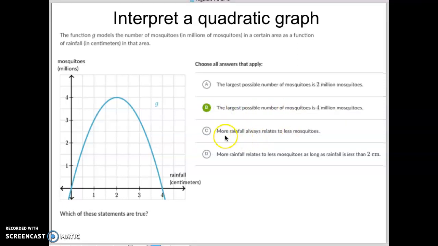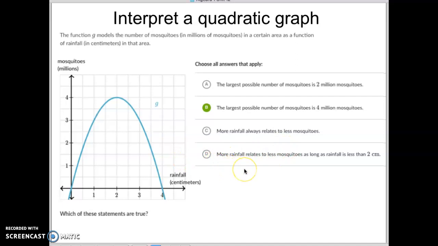And then, let's see, letter C, the more rainfall always relates to fewer mosquitoes. Well, after 2 centimeters it does, but before 2 centimeters of rain, it actually equates to more mosquitoes. So that does not hold true at all times.